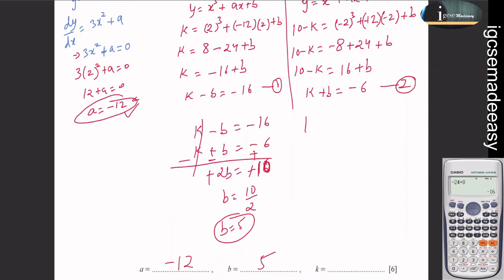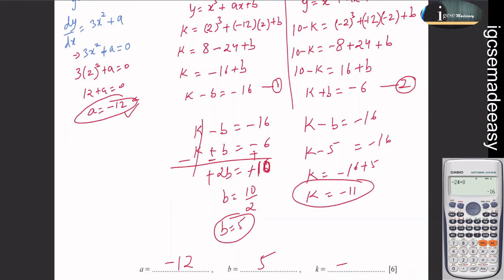Then put the value of b in any of the equations. Take k minus b is minus 16. Then b we got as 5, so we'll put 5 there. Wait, I'll write it again. b is 5, then k minus 5 equals to minus 16. So b is 5, and we have k equals to minus 16 plus 5. So minus 16 plus 5 is minus 11. So we got k as minus 11.